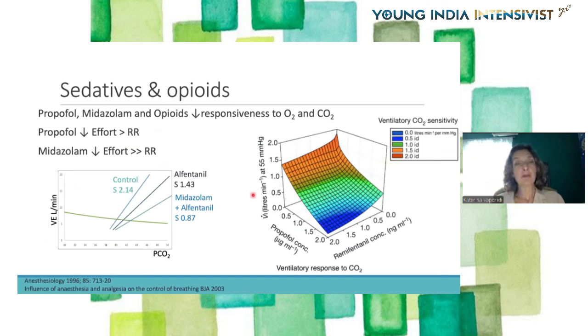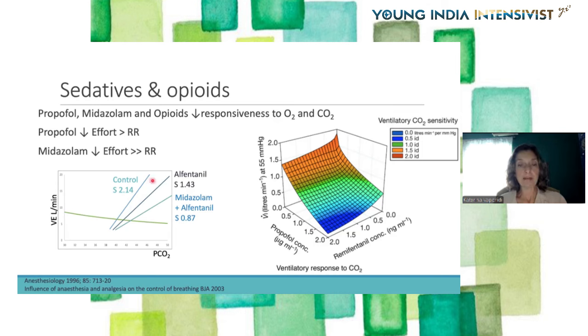Another thing that is common in anesthesia and critical care is sedation and opioids, and we use them, among other reasons, to decrease the respiratory drive, the responsiveness to oxygen and CO2. In anesthesia, we use it for anesthesia, and this is a side effect, but in the ICU, we may use it for the purpose of decreasing the respiratory drive. So all sedatives and opioids decrease the responsiveness to oxygen and CO2.